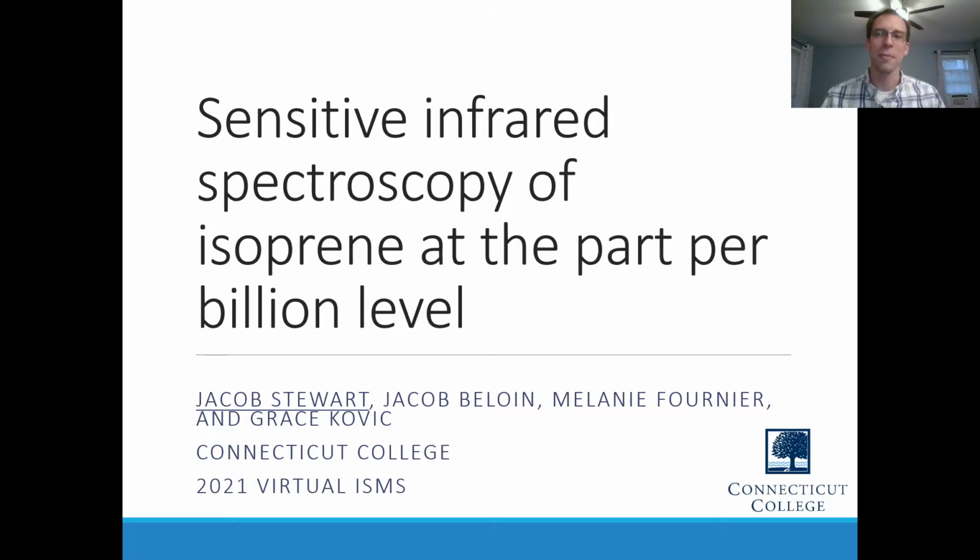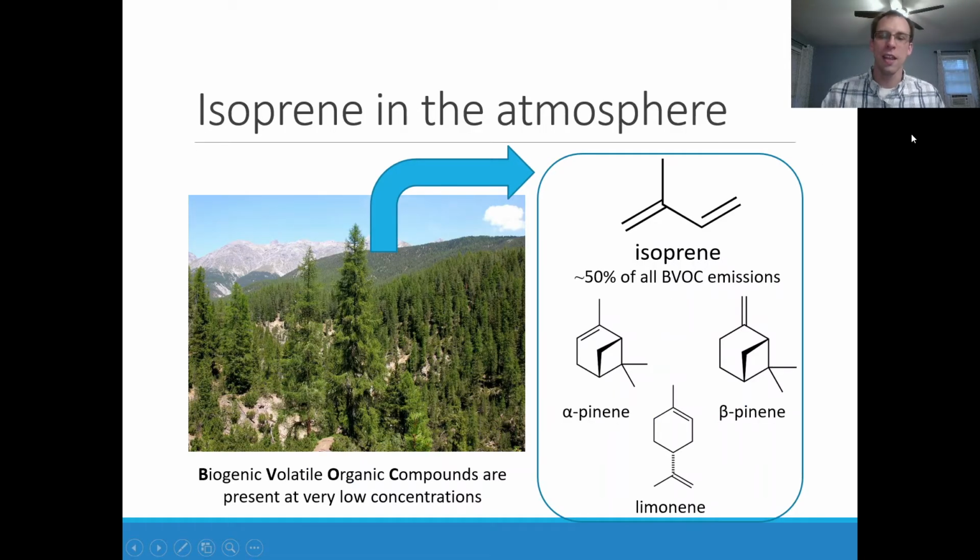And we're going to be talking about sensitive infrared spectroscopy of isoprene at the part per billion level. Isoprene is an important molecule in the atmosphere. It is one of a class of molecules known as biogenic volatile organic compounds. These are present at low concentrations in the atmosphere, but are an important part of atmospheric chemistry.